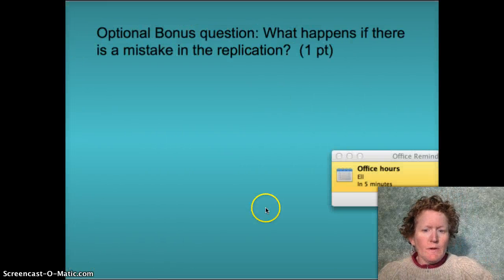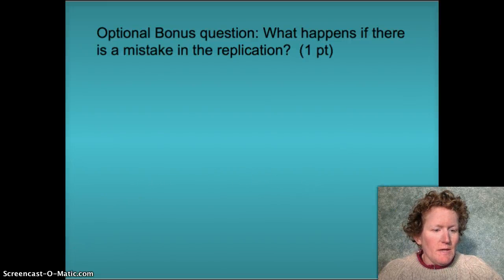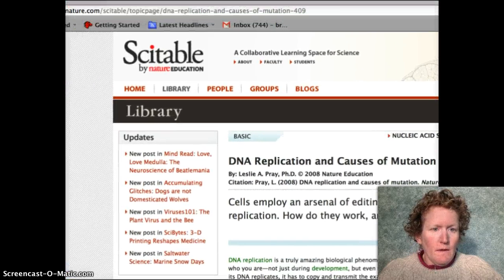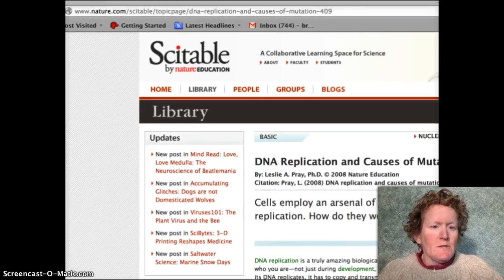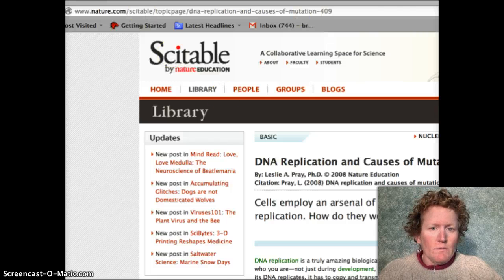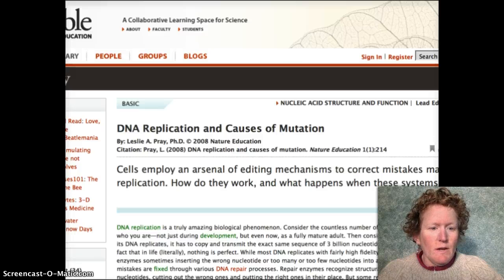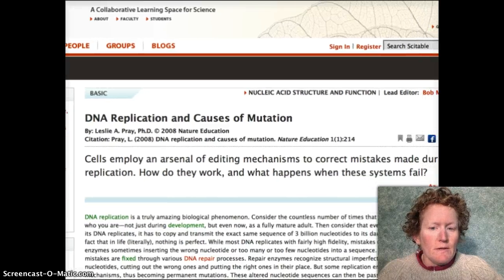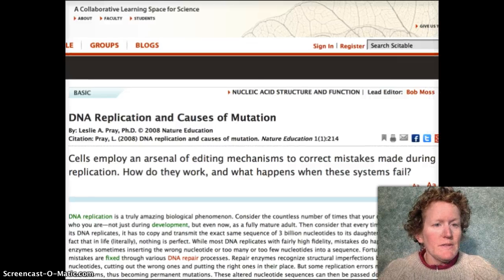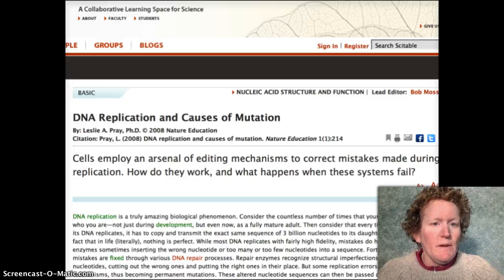So the optional bonus question asks you, what happens if there is a mistake in replication? And here's a really easy way to find out. www.nature.com, and I'll put this URL, of course, in the notes as well. You can read all about DNA replication and causes of mutation and what cells do to correct mistakes made during DNA replication and how they work and what happens if those systems fail. So that's a great bonus question. I believe it's actually worth 2 points.